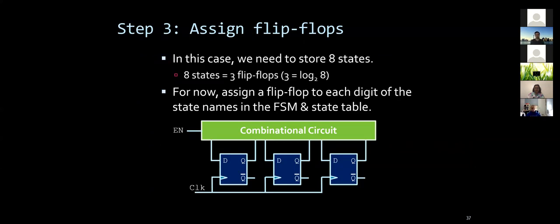Okay, so how are we going to assign the flip-flops? In this case, we need to store 8 states. 8 states, as we said, ceiling of log base 2 of 8. So it's just 3. So for now, we assign a flip-flop to each digit of the state machine in the final state machine. We don't have any better way. So that's a simple thing. We just assign a flip-flop for each bit that we need to store. Might not be optimal, but it would work. Right now, the goal is to make something work.